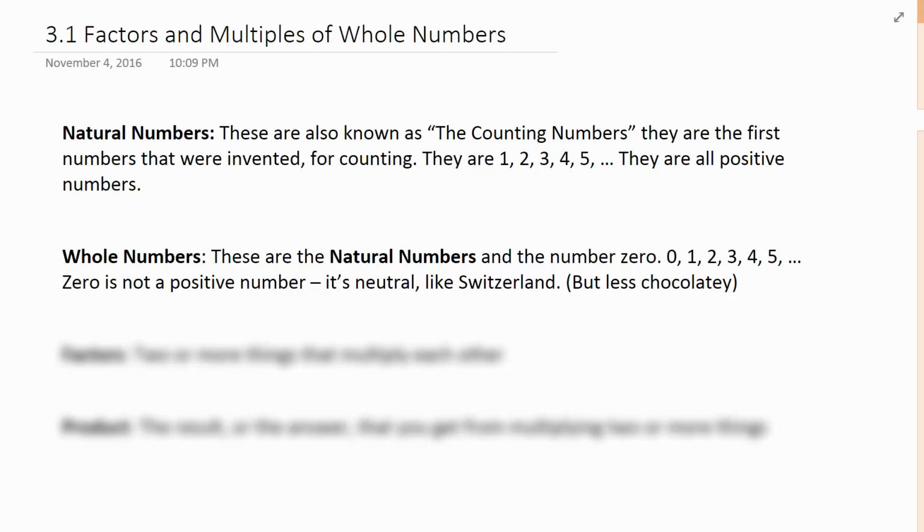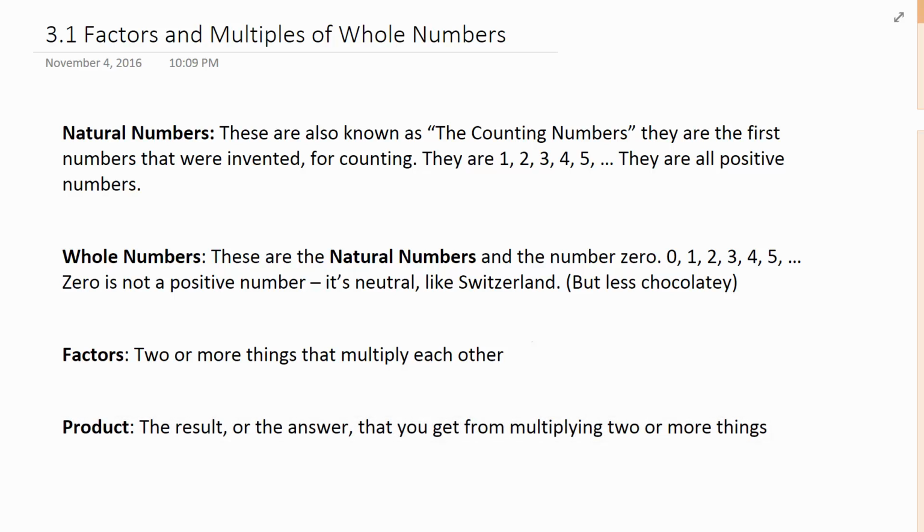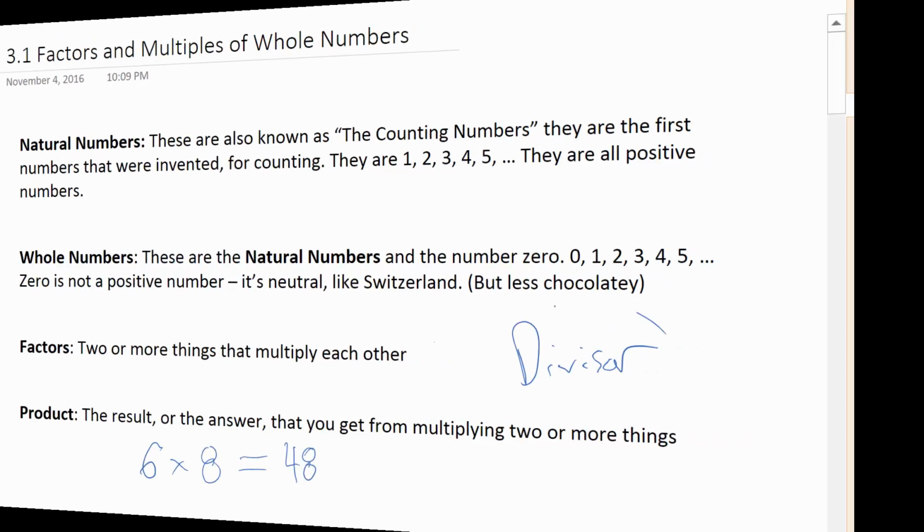Next term to define, factors. Factors are two or more things that are multiplying each other. And product, this is of course the result or the answer that you get from multiplying two or more things. So for instance, in the statement 6 times 8, 6 and 8 are factors, and the product is of course 48. Interesting and worth noting, of course, that not only are 6 and 8 the factors of 48, the things that multiply to give you 48, they're also said to be divisors, right? Where a divisor is something that divides evenly into another number.